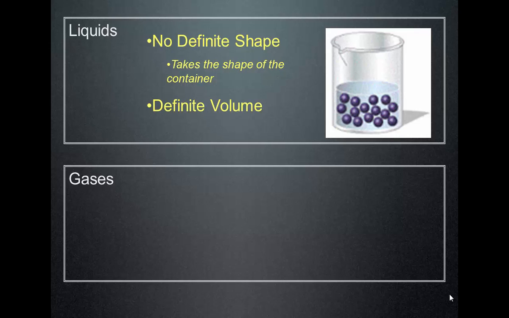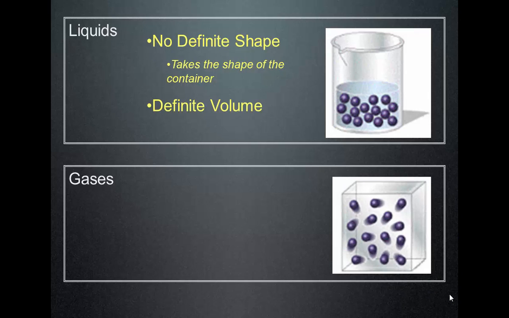So if I take my tall, skinny container of water and measure the volume, and it's 100 milliliters, and then I pour that 100 milliliters in a flat pan, it's still the same volume of water, regardless of the shape of the container that it's in.